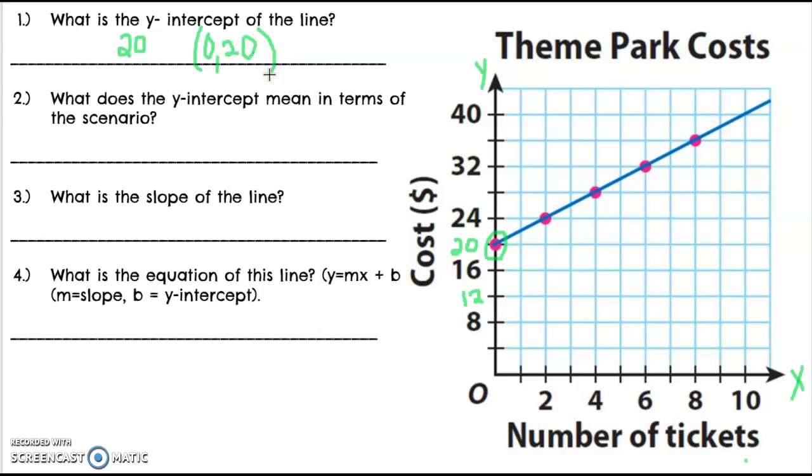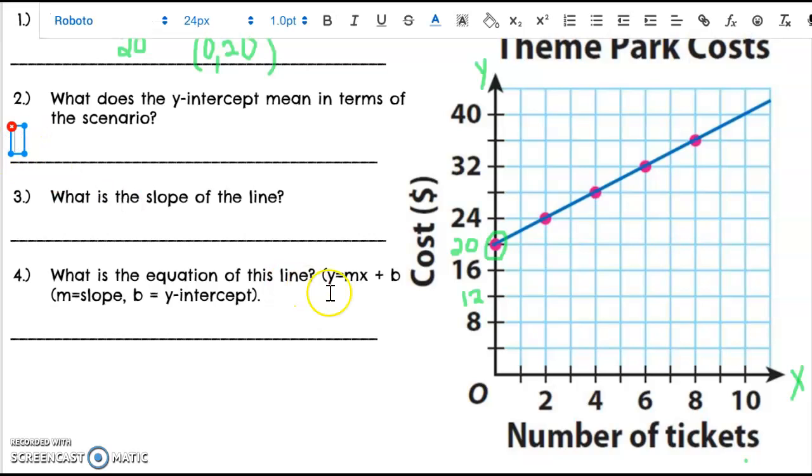What does the y-intercept mean in terms of this problem? Okay, so here we go. We know that the cost for the theme park is $20, and I have not purchased any tickets yet to go on any rides. So the y-intercept represents the cost it is to get into the theme park. So I haven't even paid for any rides yet, but I've already paid $20. If you want to say that, you can. You can also say that maybe it cost $20 to park, and I didn't even buy any tickets yet. So either one would be very acceptable.